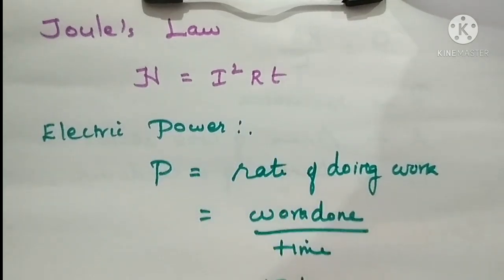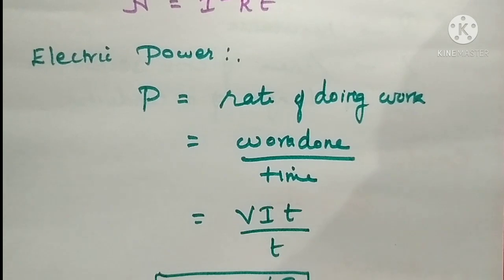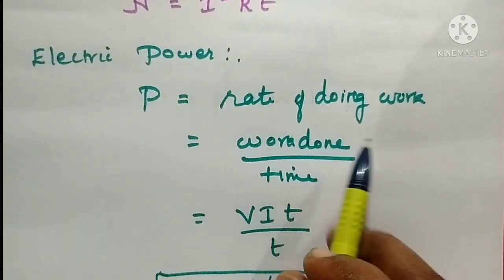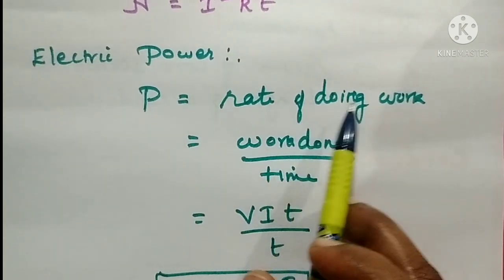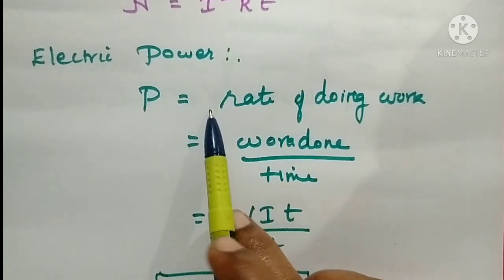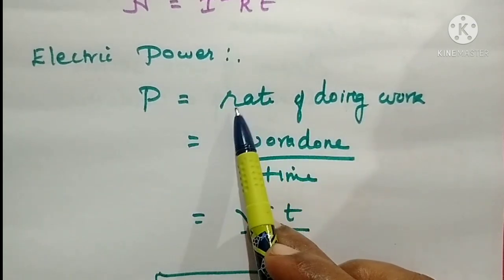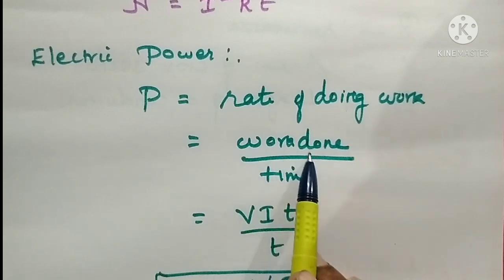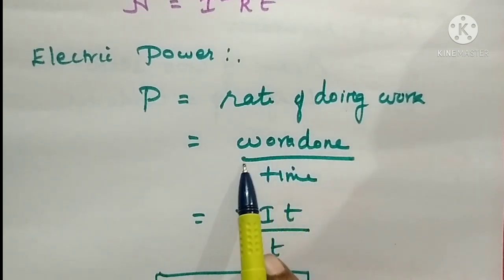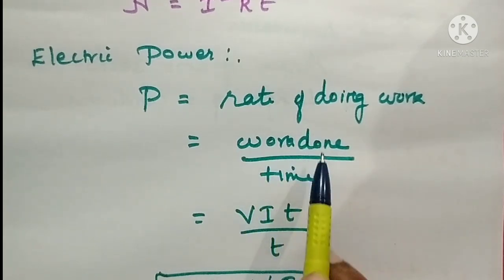Next one is, what is electric power? How do we define electric power? The rate of doing work is called power. So power P is equal to work done by time.